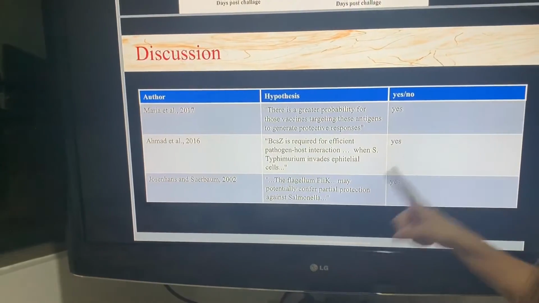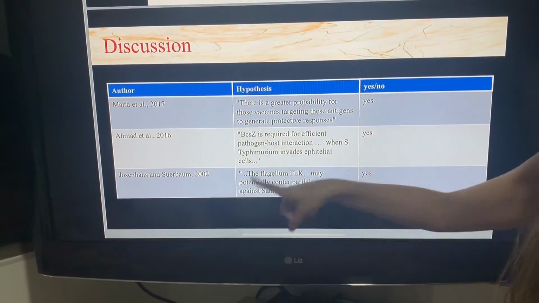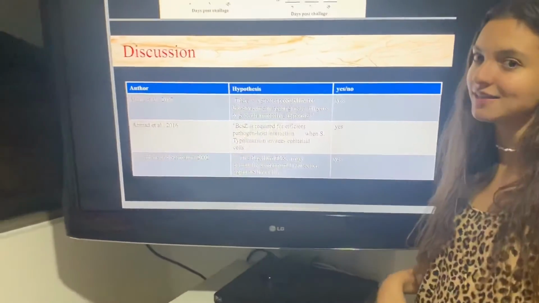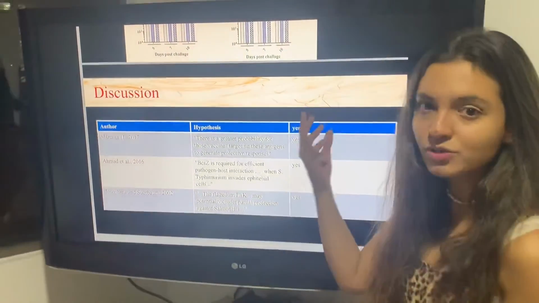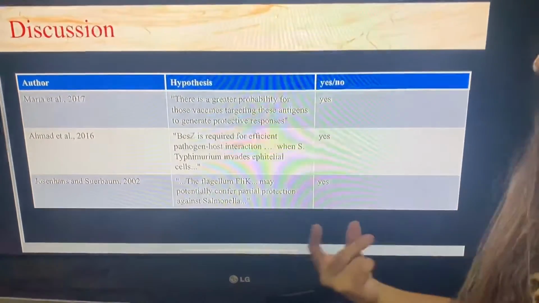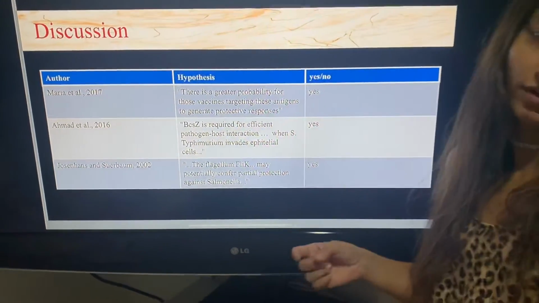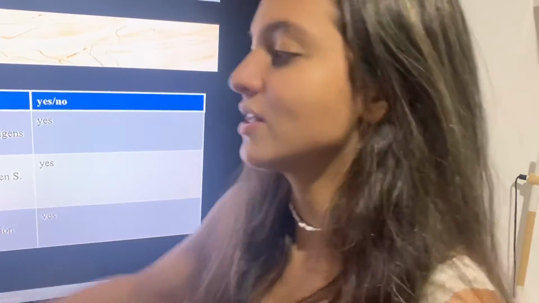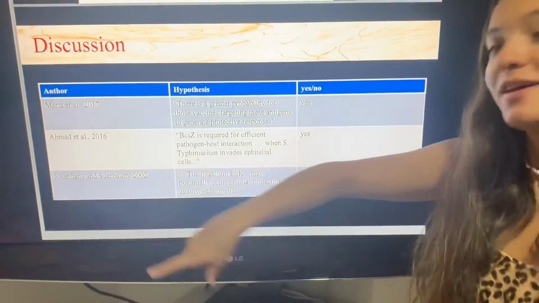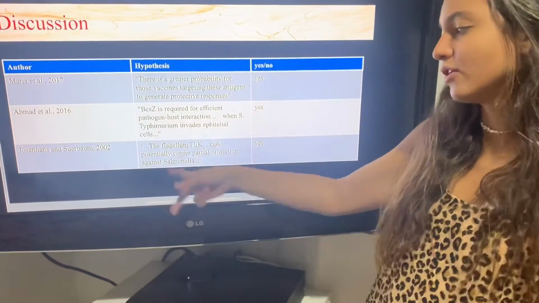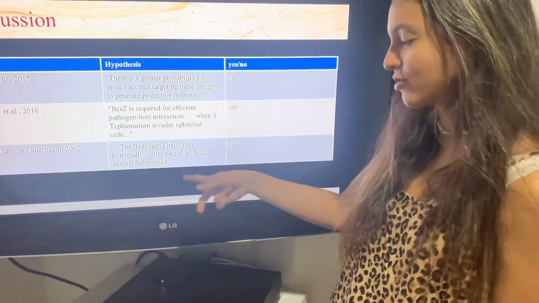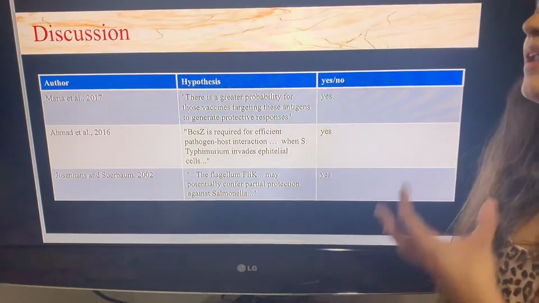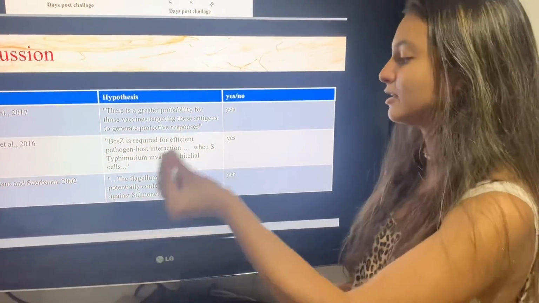Now, Ahmad et al. 2016 said that the BcsC is required for efficient pathogen-host interaction when S. Typhimurium invades epithelial cells. And again, it did happen, because as we saw in the results, the BcsC was a very good vaccine to protect the body, more specifically the spleen and the liver, against Salmonella. Now, Jonson and Schwerbaum 2002 said that the bacterial flagellum FliC may potentially confer partial protection against Salmonella. And as we said here, the FliC vaccine was another vaccine that was very protective against Salmonella in the liver and the spleen. So again, it did happen.